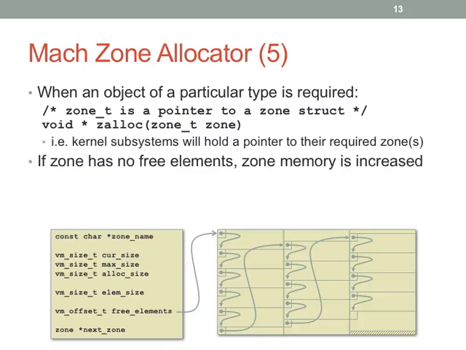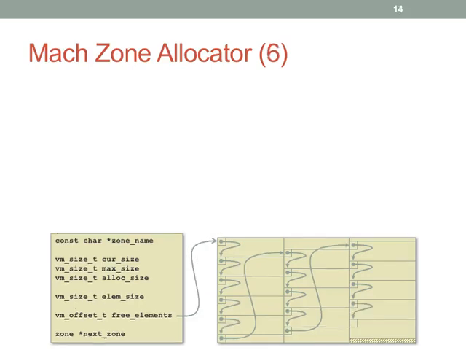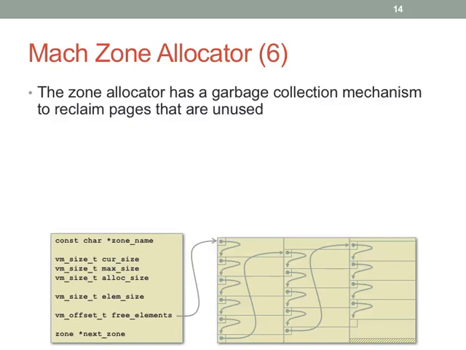Okay? And of course, if there's no free elements, then it'll grow the size. And then we just do a simple pointer update. Free elements is the value that zalloc returns, but we update free elements as necessary. Okay? So easy. This is pretty cool. All right, so garbage collection.